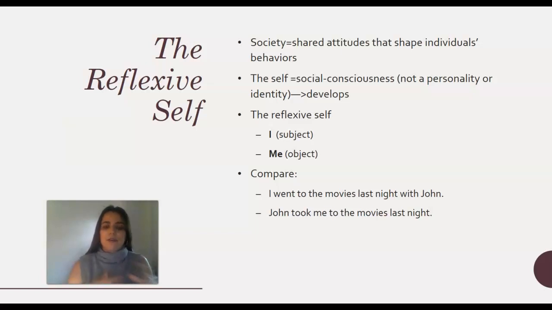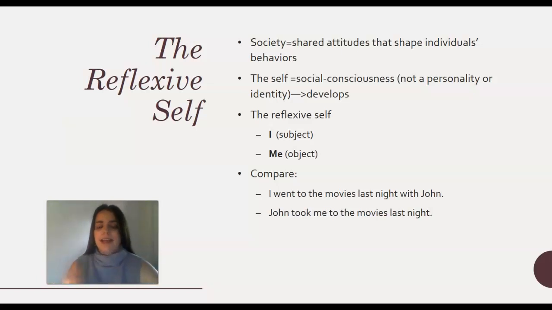And again, grammatically, you'll notice that whereas the I is a subject of a sentence, me is an object of a sentence, okay? So I have this comparison down here of two very similar sentences. I went to the movies last night with John versus John took me to the movies last night, okay? So I, again, is a subject here, and me is an object that is acted upon by other people, in this case, by John. Okay, this might still be confusing. Hold on with me for a second.